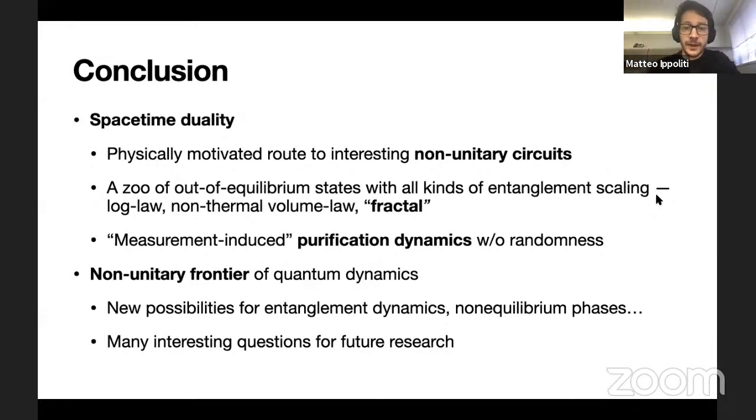And so zooming out a little bit, these works fall into this context of pushing this non-unitary frontier of quantum dynamics, which is only just beginning, and people have already used this to propose new possibilities for entanglement dynamics and phase structure out of equilibrium. And so obviously the big question going forward is what else can we do with this? And what are other interesting theoretical directions that lie at the intersection of interesting and experimentally plausible or realistic.